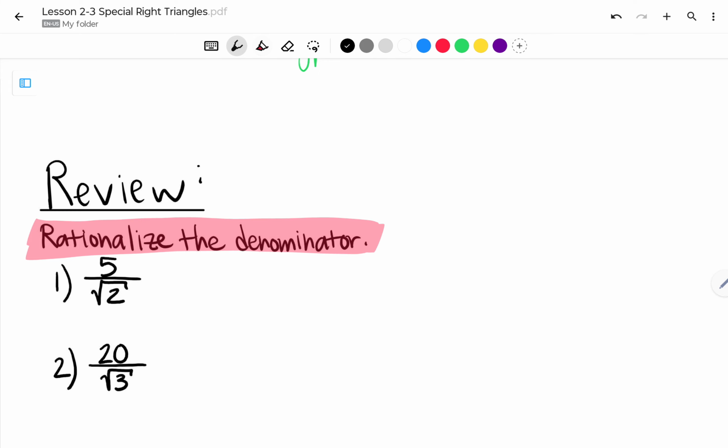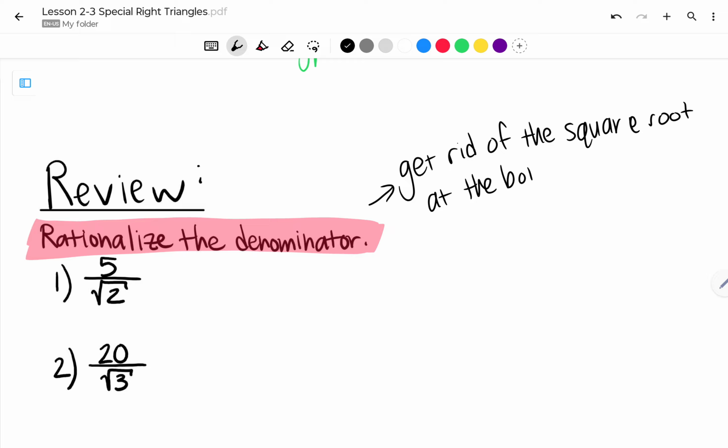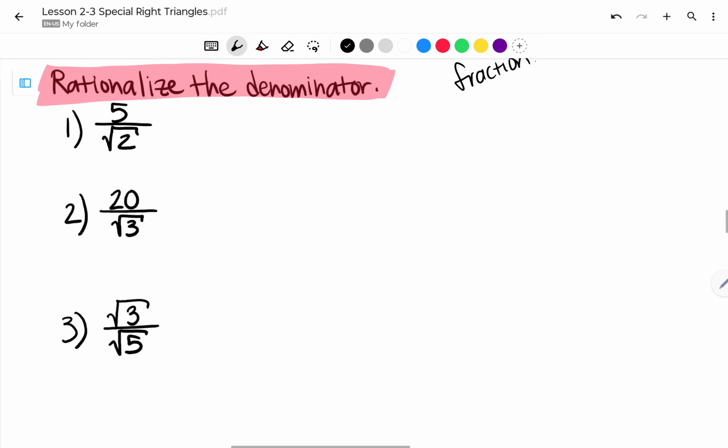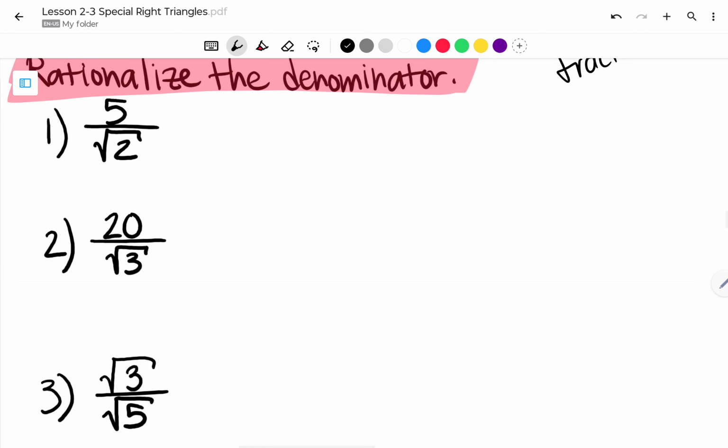So what does it mean when we say rationalize the denominator? That means we want to get rid of the square root at the bottom of the fraction. Okay, that's what it means. So I see these 3 problems. You cannot have a square root at the bottom of the fraction. It's just a rule that we follow in math.